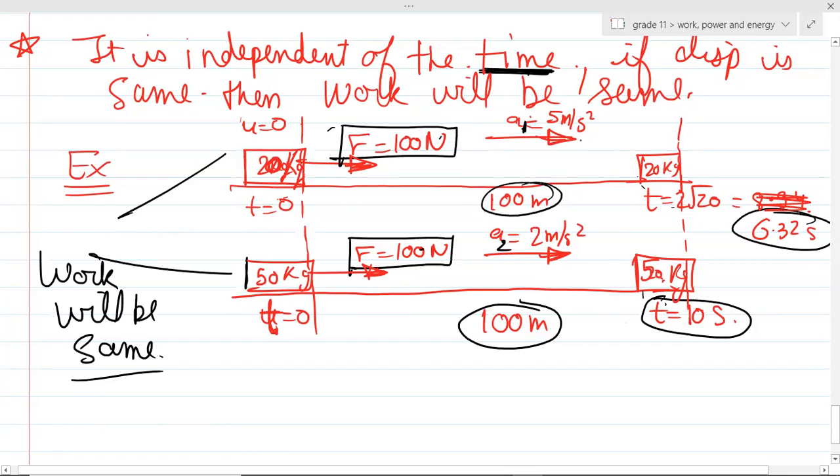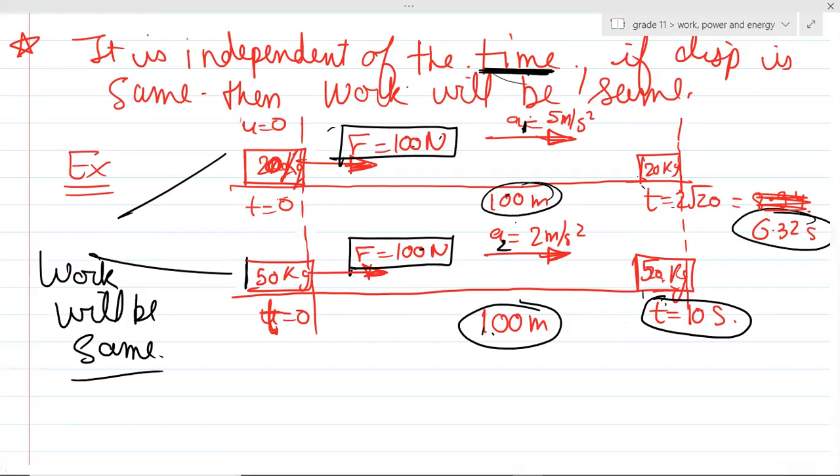Can you see over here, this was 20 kg which was moving faster, and this was 50 kg which was moving slower. Hence, the slower object will take more time to reach, and the lighter object will take lesser time to reach. And can you see in both of the cases that the displacement is the same, then the work done by the force in both of the cases will be the same. So it is independent of the time. When the force is the same and the displacement is the same, whatever be the time doesn't matter. The work done will be the same.